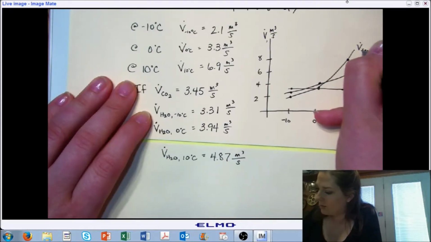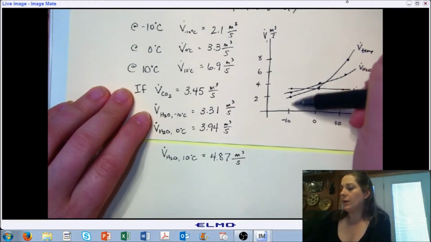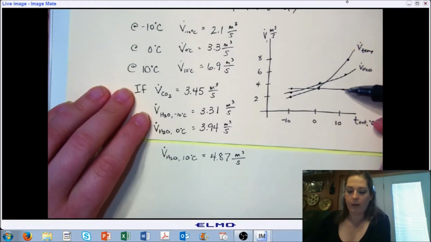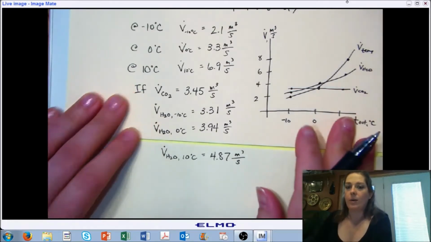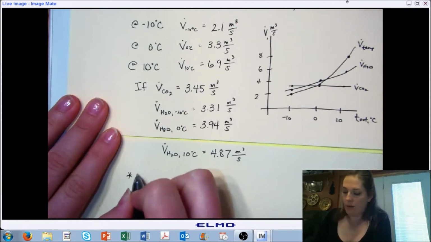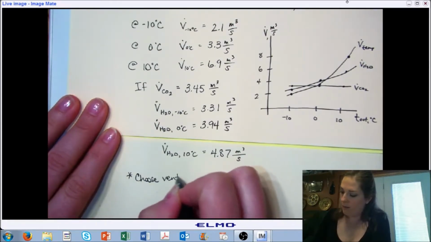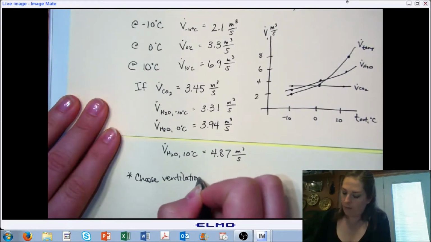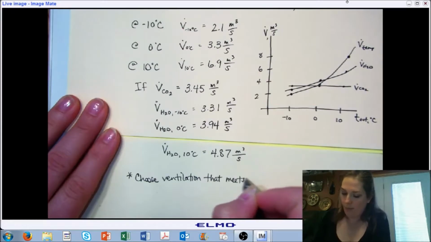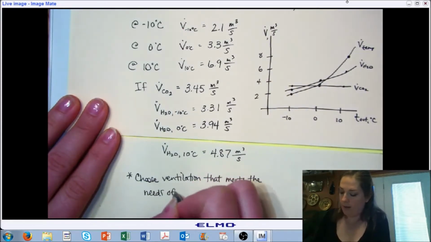And for temperature control, this is our ventilation rate. Okay, so for each of our outdoor conditions, we have three choices for what ventilation rate to use. And the way we make a decision about which ventilation rate to use, we choose the one that meets the needs of all criteria.